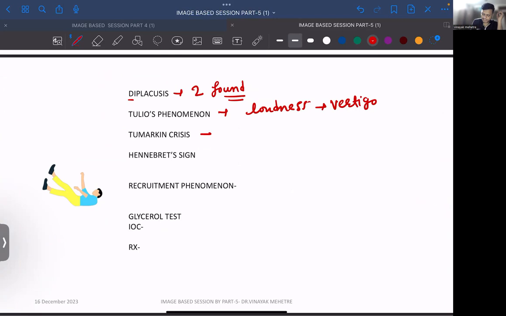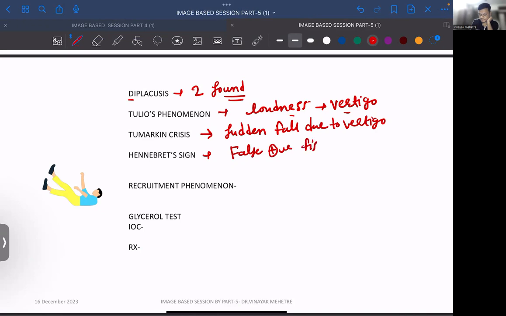Now comes Tumarkin crisis. What is the meaning of Tumarkin crisis? Loudness क्या कर रहा है? Vertigo, right? Due to vertigo, there will be sudden fall. Then comes Hennebert sign. Hennebert sign कहाँ मिल रही थी और एक जगह? That was syphilis, right? Yes, false positive fistula sign.